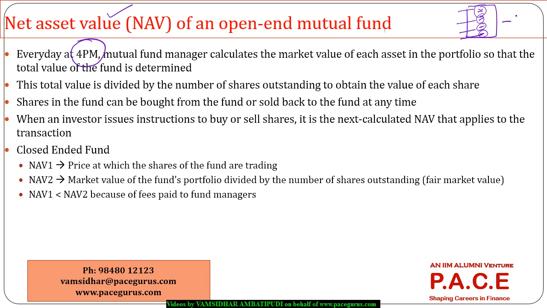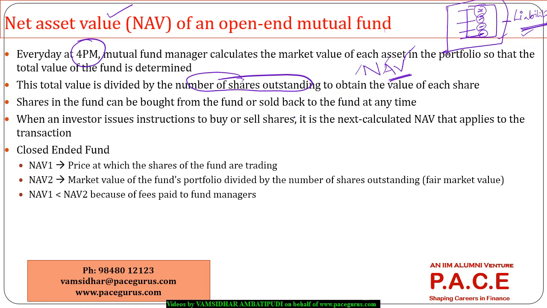Out of this, if there are any liabilities, they would be subtracted from the total value of the fund. Whatever the difference is would be divided by the number of outstanding shares, and that is what we call the NAV per share, net asset value. So the asset value, when I take out the liabilities from it, becomes the net asset value, divided by the number of shares, giving me net asset value per share.